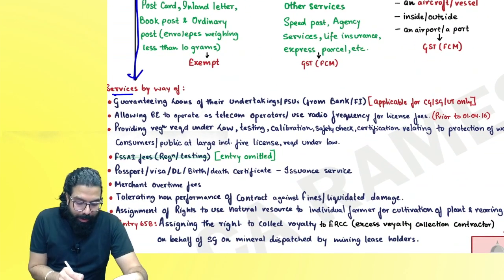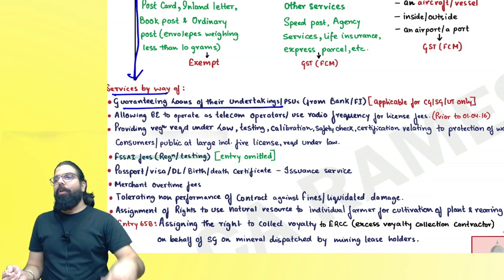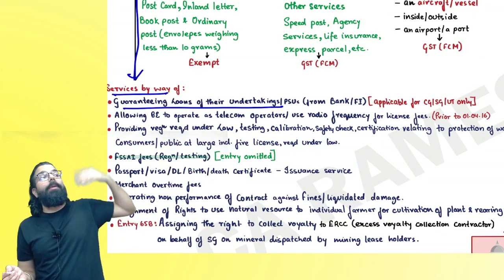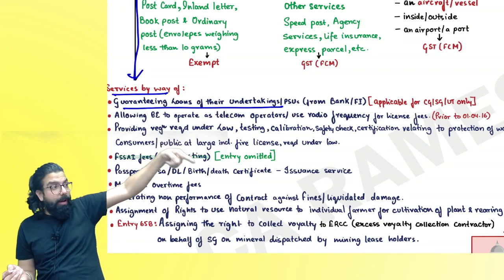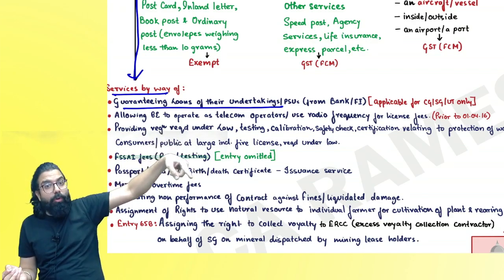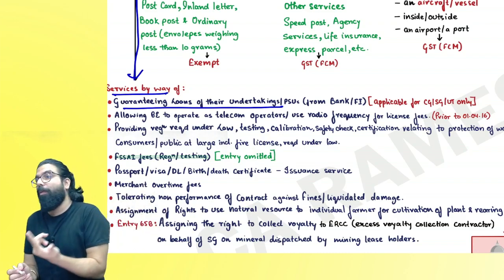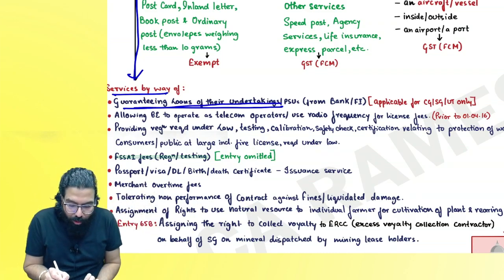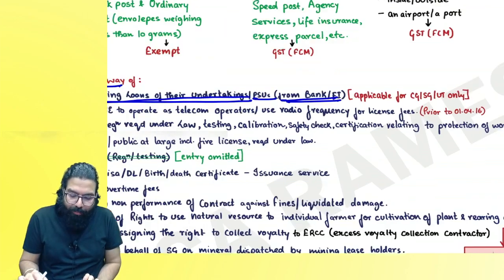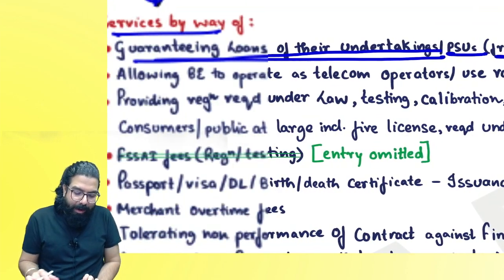Number one, the government is guaranteeing the loan of their undertaking. A government undertaking is taking a loan and the government gives a guarantee to the bank that you give a loan. Then when the bank gives the loan, the government will take some money from them. That service of guaranteeing a loan of their undertaking or PSU from a bank or financial institution is always exempted.